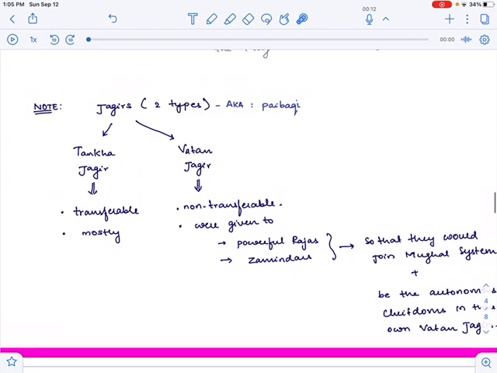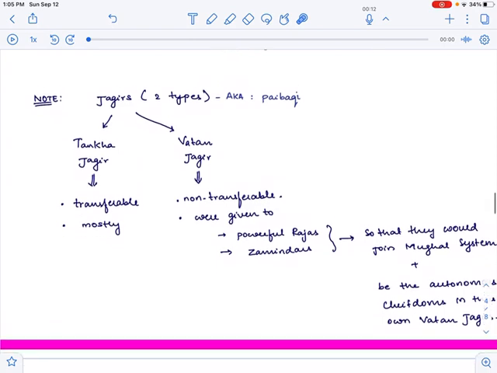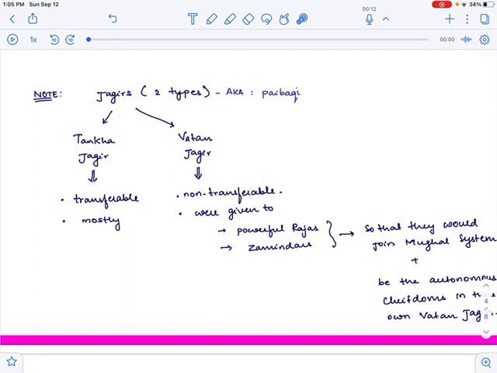So that is it. I would like to stop this lecture with this. And again, I highly recommend you to go through page 2 of the book titled Plassey to Partition.